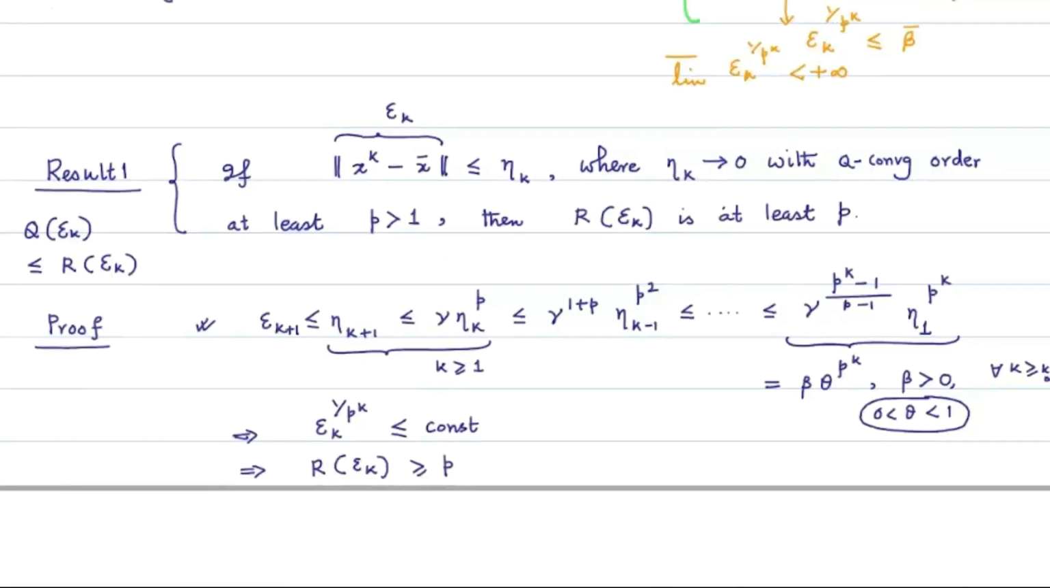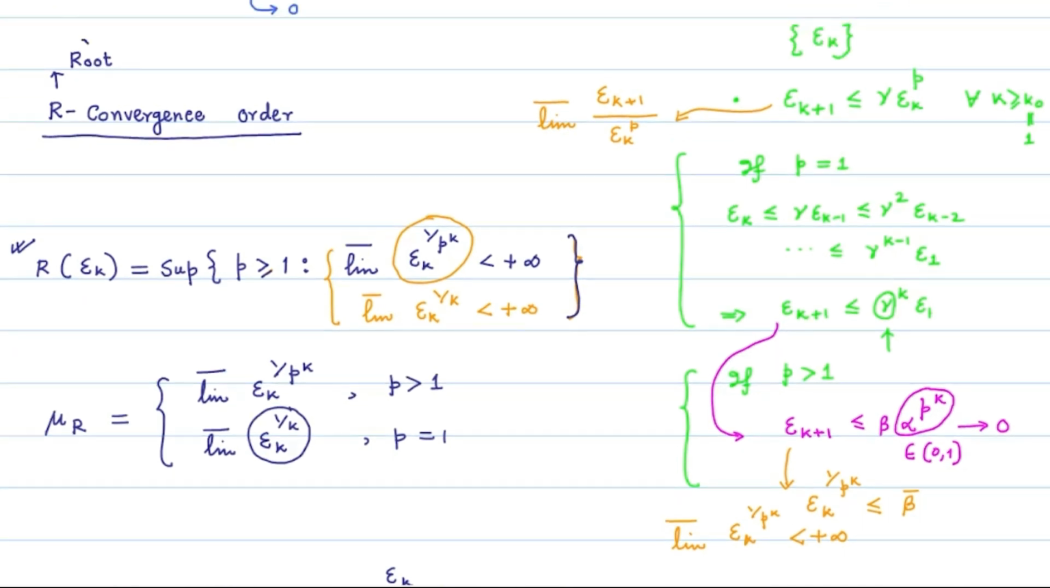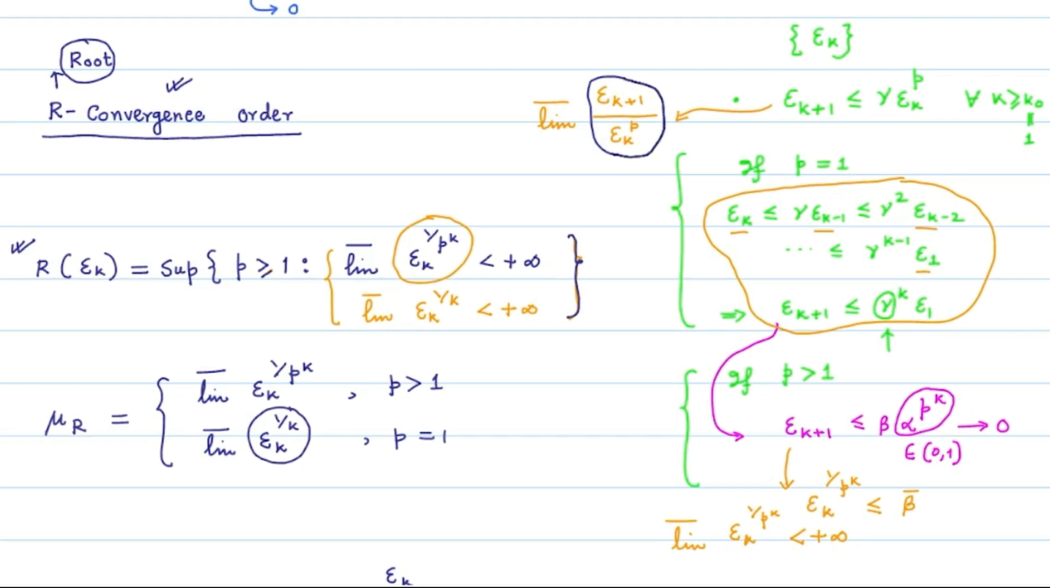Note that in the root convergence order, we take the kth root, or the p to the power kth root, to define the R convergence order. Thus, the term root is prefixed to this type of convergence order. Interestingly, notice that this root convergence order is motivated by these inequalities, which are concerned with the overall rate of decrease of the sequence epsilon k. However, in quotient convergence order, we were concerned with the decrement of the sequential terms over each individual step, epsilon k to epsilon k plus 1.